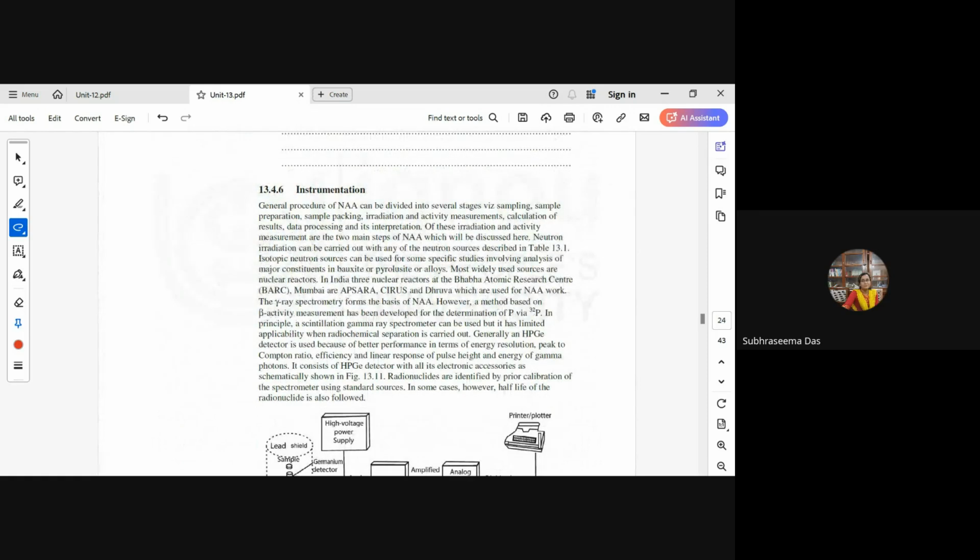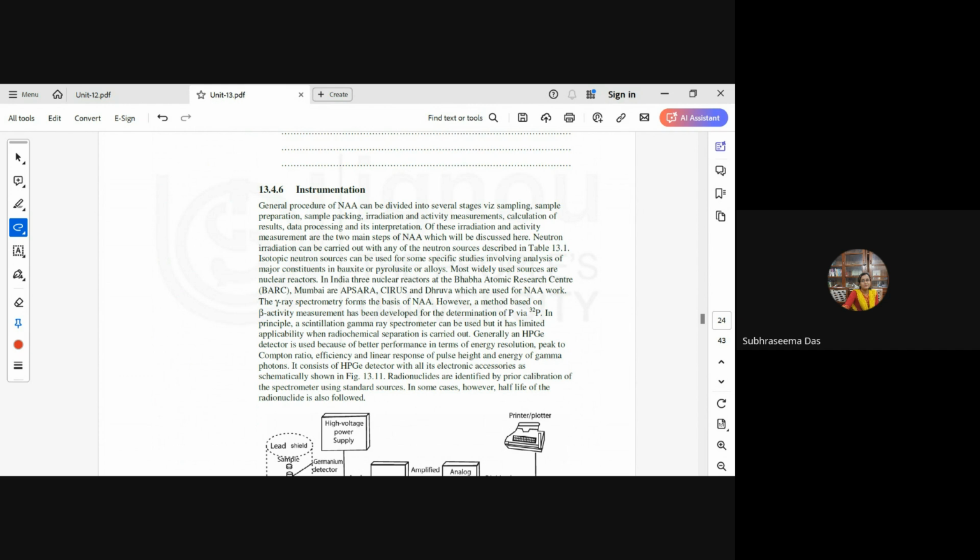Then coming to the instrumentation of NAA, the general procedure of neutron activation analysis can be divided into various stages, which include the sampling, the sample packing, irradiation, the type of irradiation, and the source of neutrons. The most widely used source of neutrons, as we have also studied, can be obtained from BARC Mumbai.